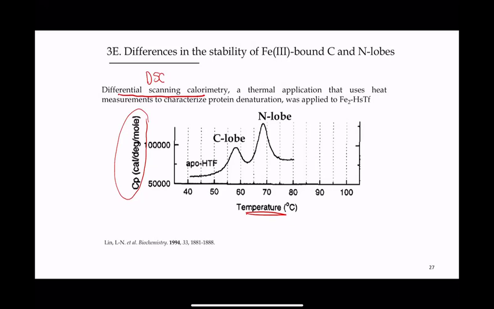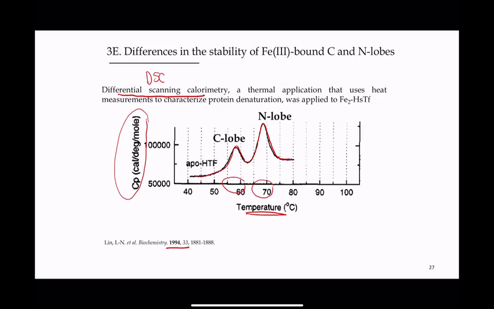So we're focusing here, in this particular data, which is actually taken from this 1994 paper, where the protein apotransferrin, so no metal bound, is undergoing this increase in temperature. And what do we observe? Well, we observe that there is an increase, this transition that occurs between, let's say, 55 degrees and 60 degrees. And then there's another increase in this heat capacity that occurs between 65 and 70 degrees.